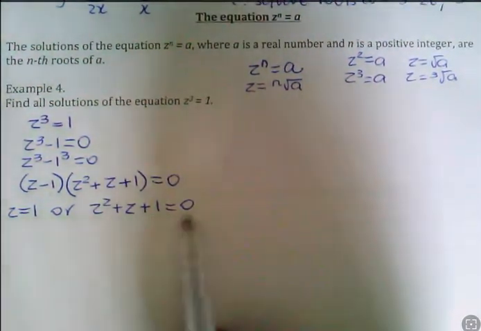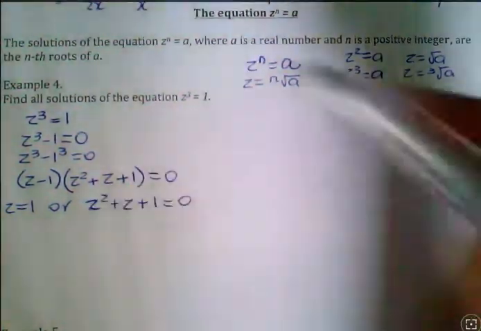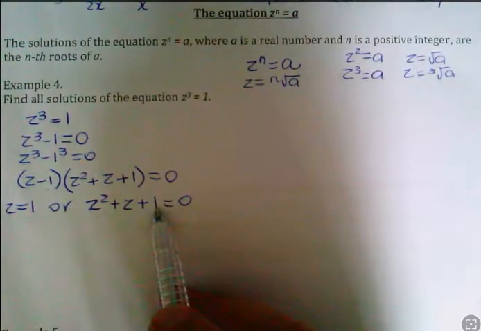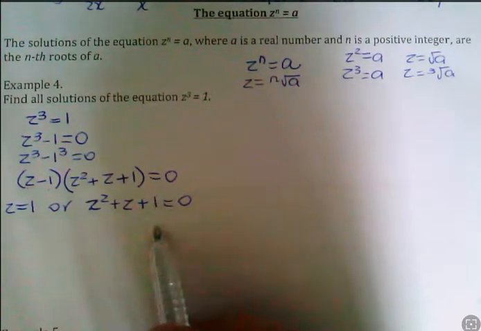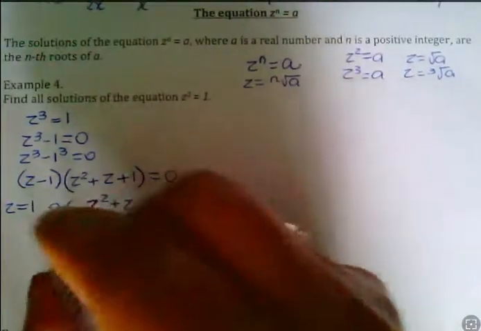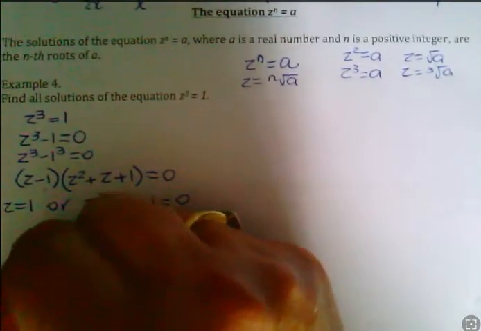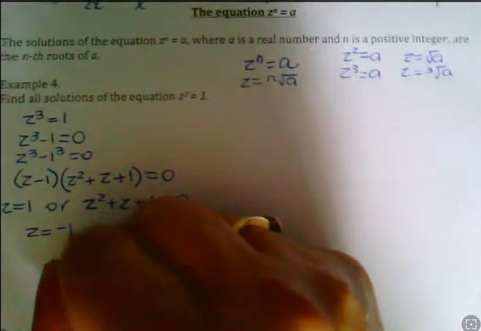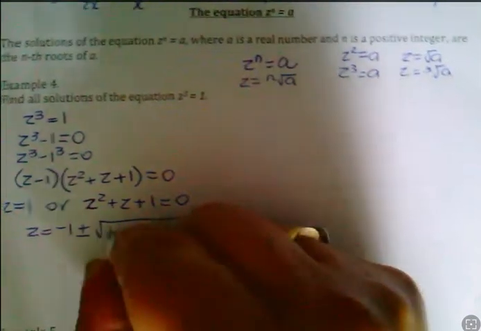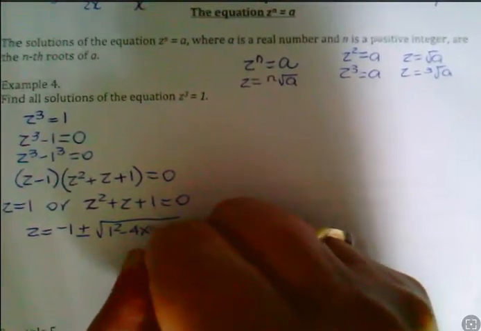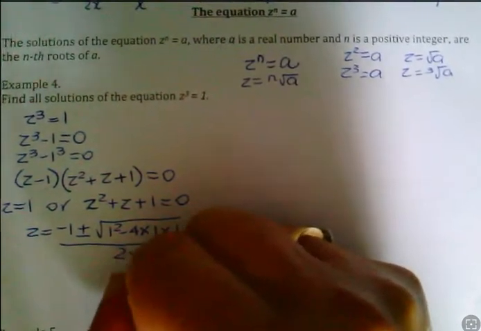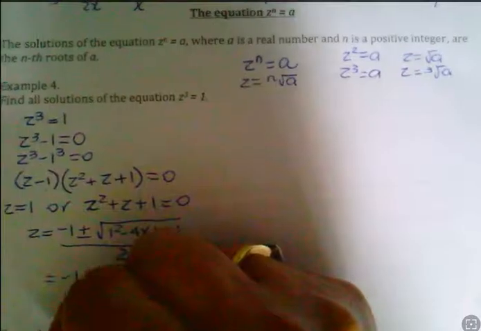Now we know that we can't factorise this. So we're going to use the quadratic formula, because two numbers that multiply to give 1, 1 and 1, don't add up to 1. So we have to use the quadratic formula to work out z here. So we've got z is negative b, which is negative 1, plus or minus the square root of b squared, which is 1 squared, minus 4 times 1 times 1, over 2 times 1, which is negative 1 plus or minus.